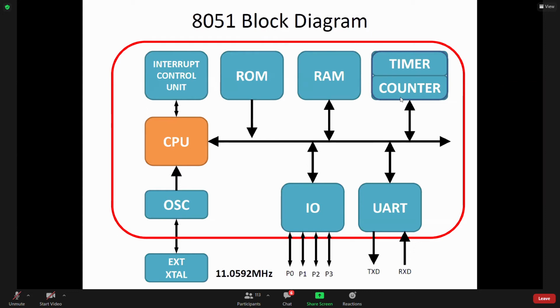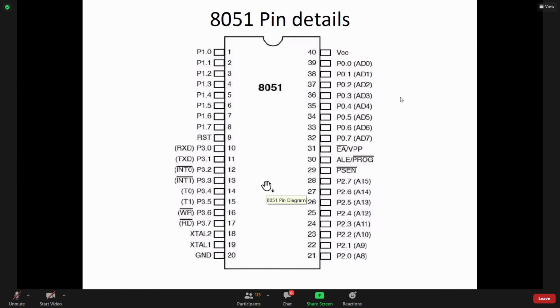Okay, next we will discuss the pin diagram of 8051. This is the pin diagram of 8051. First, take a look at this pin diagram. Total 40 pins are there. This is the first pin. This is the last pin.